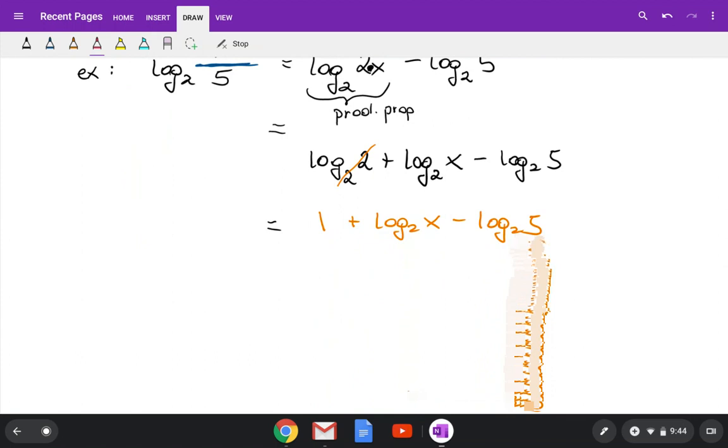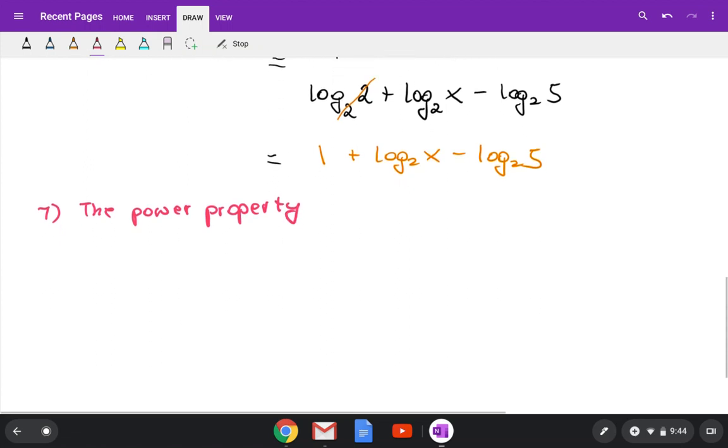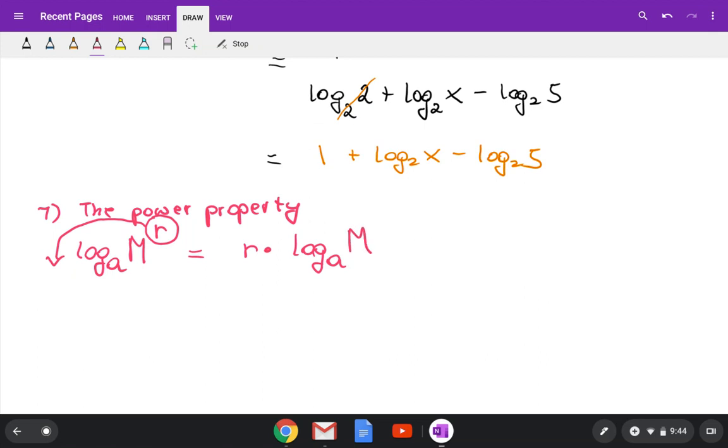Next one is the power property, number 7. I really like those properties, and I hope you guys will like them too. Log base a of m, and you have power r. So what happened with the power? This is also new and it's only working with logs. The power goes right here in front of log. So this is the same as r times log base a of m. So you're moving the power in front of the entire expression.